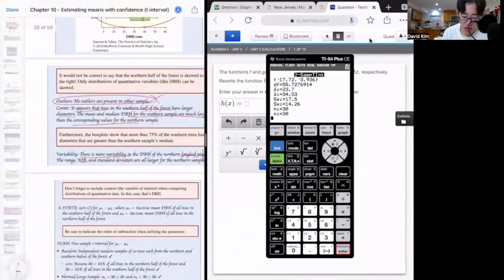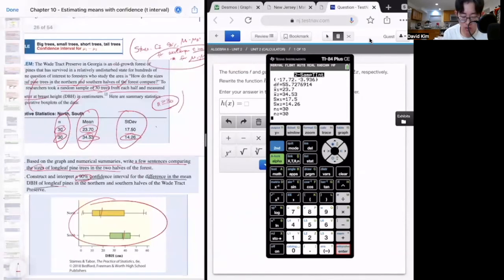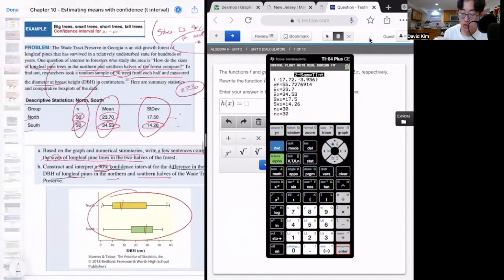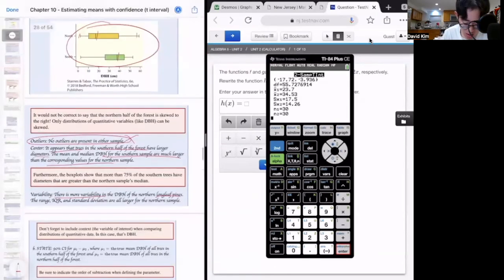Well, we declared it as the first one being the north and the second one being the south. They said to find the difference between longleaf pine trees in the northern and southern halves. So north minus the south was what I was thinking, so you should get negative numbers in that sense. They should have been a little bit more clear as to which one comes first and which one goes second.